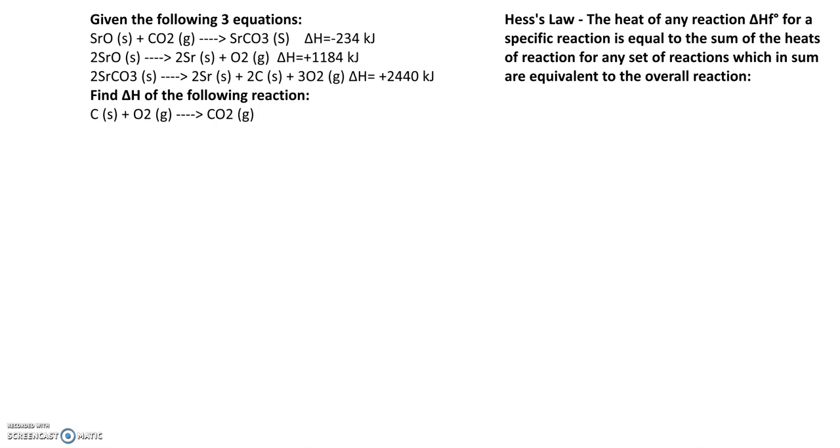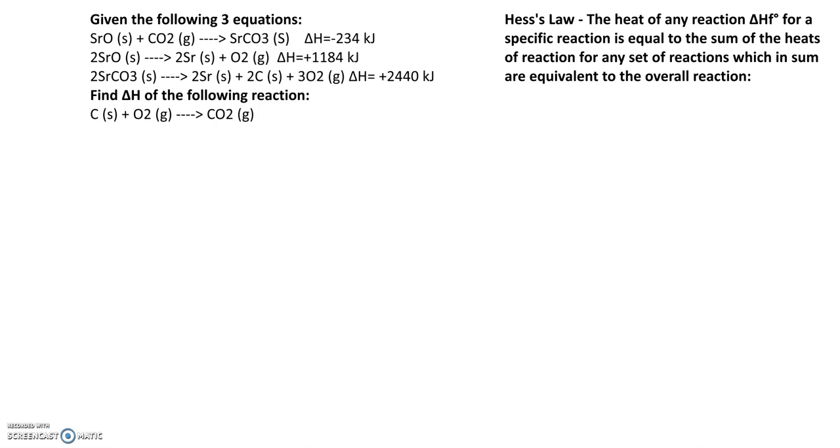And you'll notice that the delta H values are given as negative 234 kilojoules, positive 1,184 kilojoules, and positive 2,440 kilojoules. And the problem is asking us to find the delta H of the following reaction. Carbon plus O2 gas yields CO2 gas.